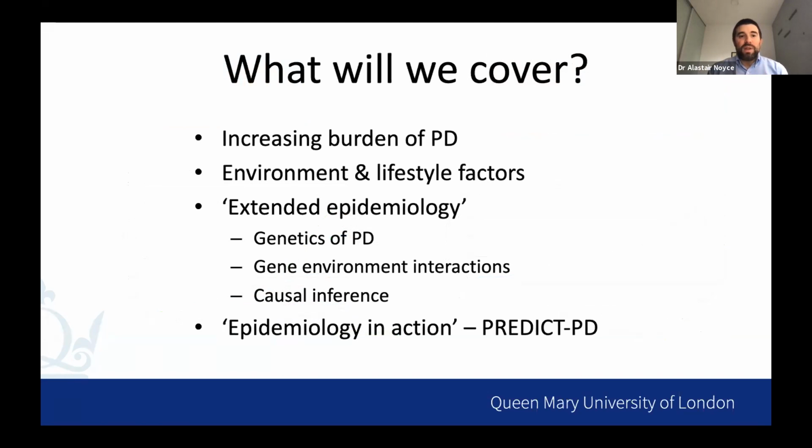What will we cover in this talk? We're going to talk about the increasing burden of Parkinson's disease, environment and lifestyle factors, and then a little bit about what I would call extended epidemiology: the genetics of Parkinson's, gene-environment interactions, and causal inference. That's the slightly heavier part of the talk, which we'll come to in due course. Finally, I'll finish with what I'm calling epidemiology in action, which is the PredictPD study, which I hope many of you have heard of.